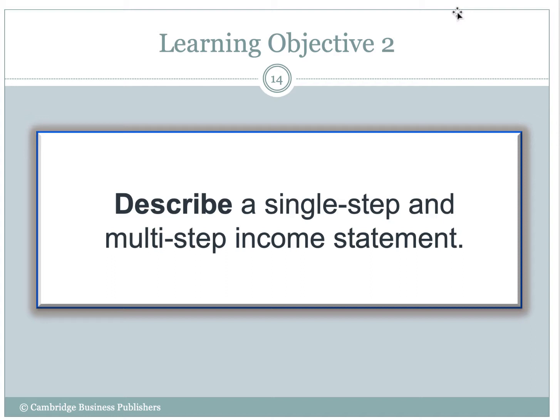Now, up to this point, we have seen the single step income statement, right? We take our revenues, we subtract out our expenses, we end up with net income or net loss. That's the single step. Super duper easy, right? But now we're going to get a little bit more detailed, and we're going to look at the multi-step income statement.